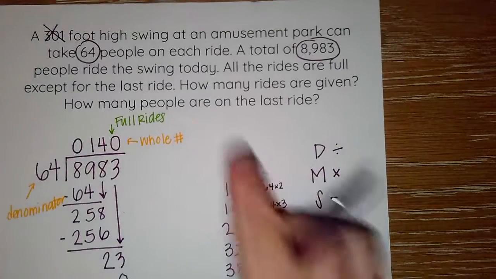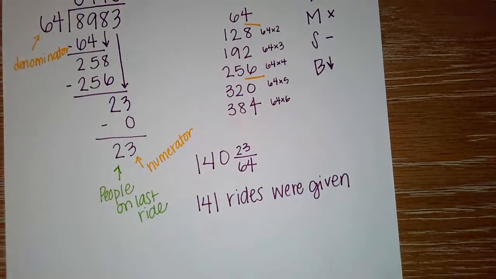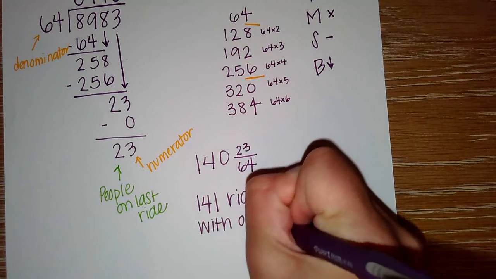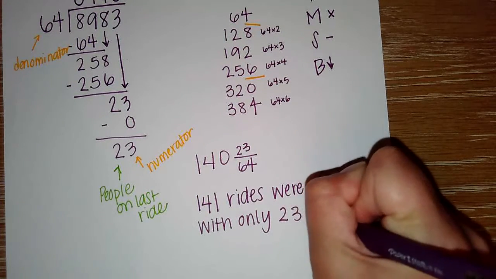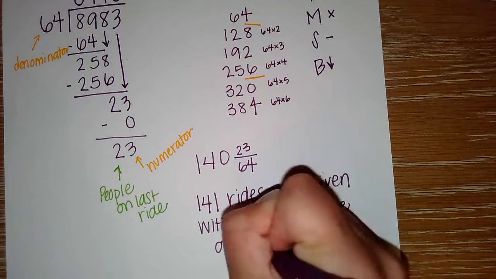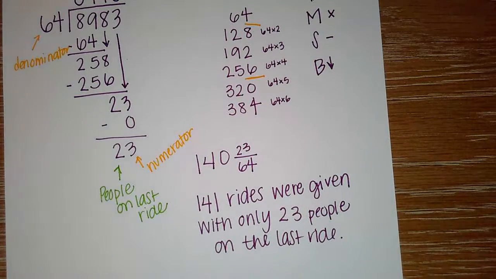And the second question says, how many people are on the last ride? 23 people on the last ride. And there's your answer.